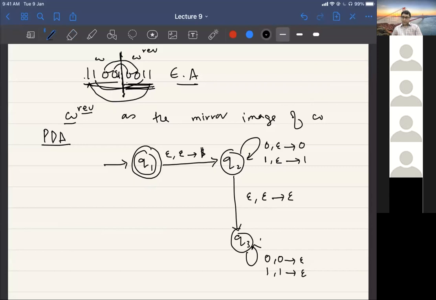At this point, if it was the case that we indeed found the virtual line and we read all zeros and all ones in the right manner, then we expect that we found the dollar on top of the stack. In that case, we should just pop it out, and this Q4 must be our final state. So this is a PDA.